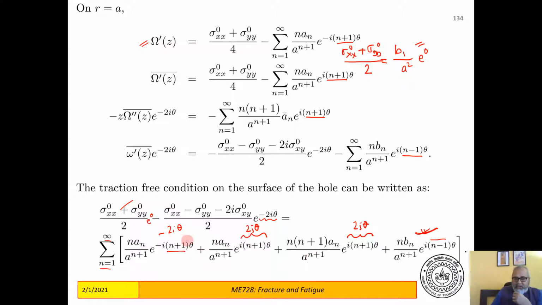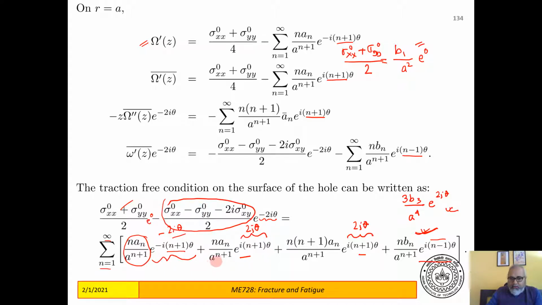Now again, when n equal to 3, this term will give you 3b3 by a to the power 4 times e to the power 2 i theta. 2 i theta cannot occur in any other term. It will occur for the A terms for n equal to 1 here and here. It will occur for the B terms for n equal to 3, so that will be this term. And minus 2 i theta can occur only with the A terms when n equal to 1. That is going to come from here. So when n equal to 1, this has to be equal to this.